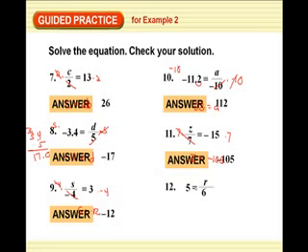R divided by 6, the opposite of dividing by 6 is to multiply by 6. You do that to both sides. R equals 30. Okay, so hopefully we've done enough of those examples there.